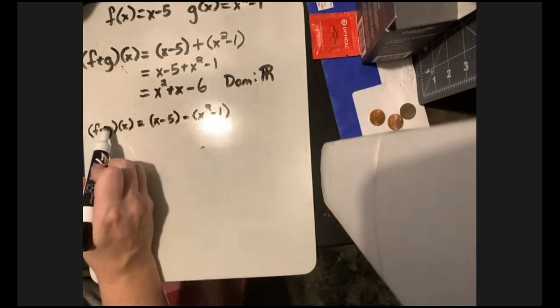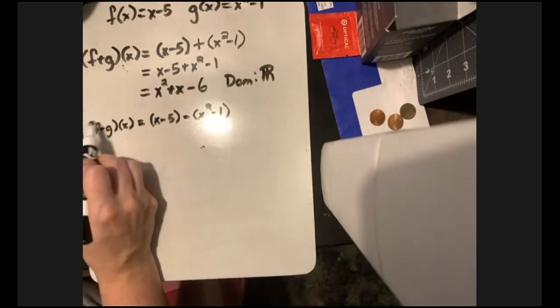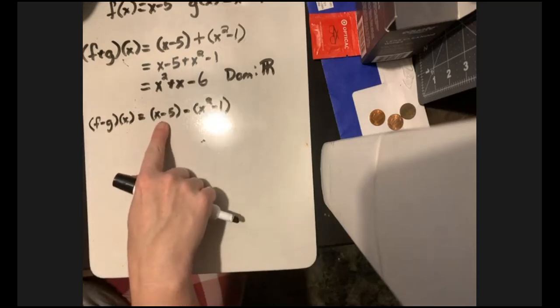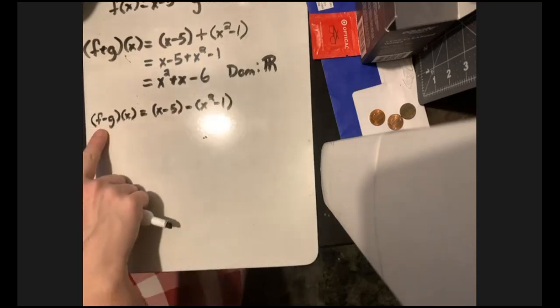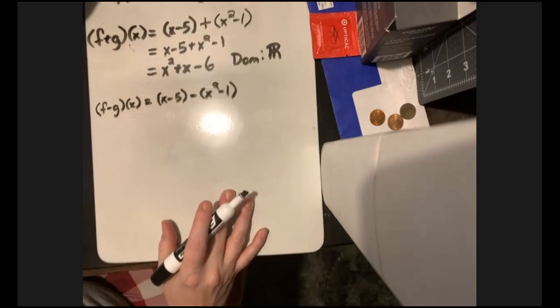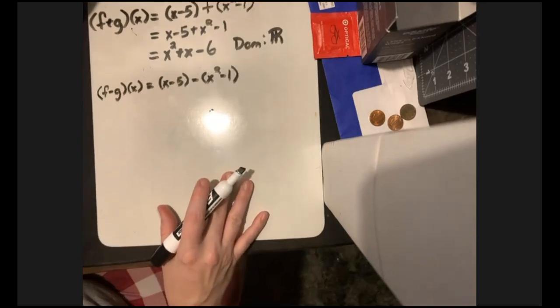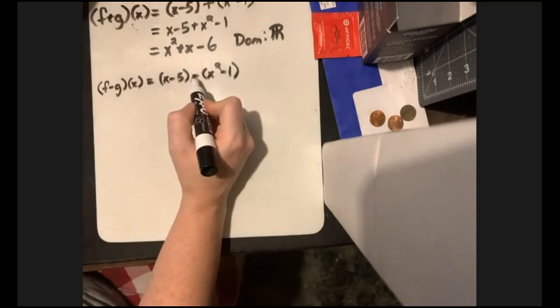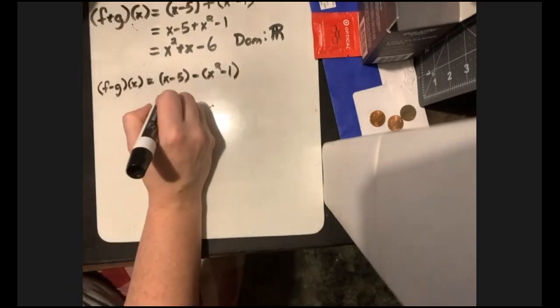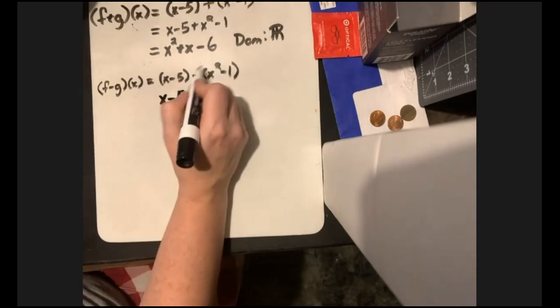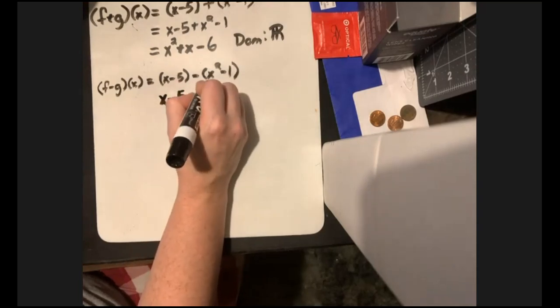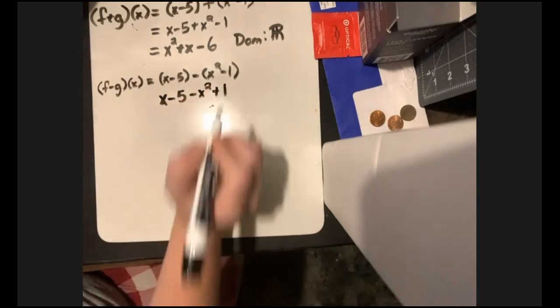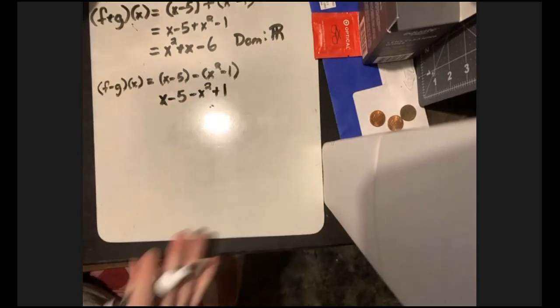Now, thing to note is if they had put G minus F, then I would have written G first and then F. You just follow the order that they put the things over here as you're processing through. Now, with this one, we are going to have to make sure that we watch how this subtract or this negative distributes into the line. So I've got x minus 5, and then I'm going to have negative x squared plus 1 for that one.